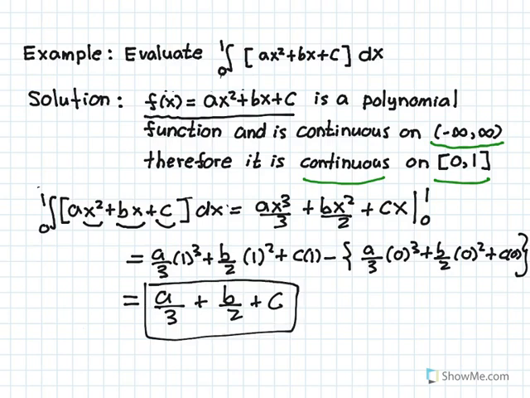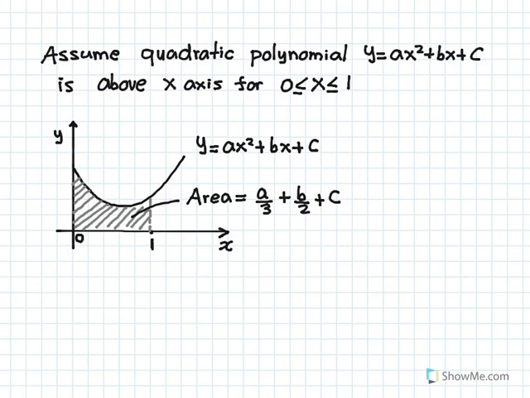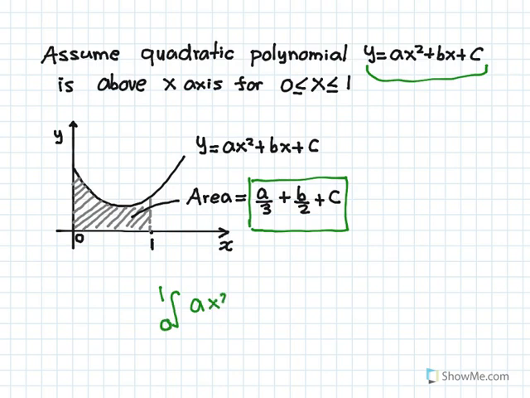All right, let's illustrate this with a diagram. We know that what we have is a quadratic polynomial, y is equal to ax squared plus bx plus c, and let's assume that it is above the x-axis for x between 0 and 1. So the area that we have found is a over 3 plus b over 2 plus c. What does this area represent? It is actually the value of the definite integral from 0 to 1 of ax squared plus bx plus c. This is equal to a over 3 plus b over 2 plus c.